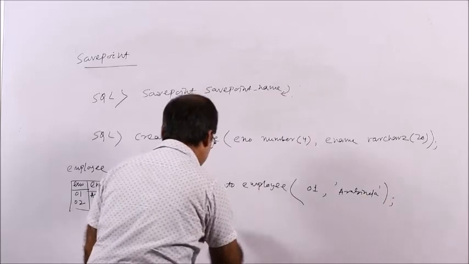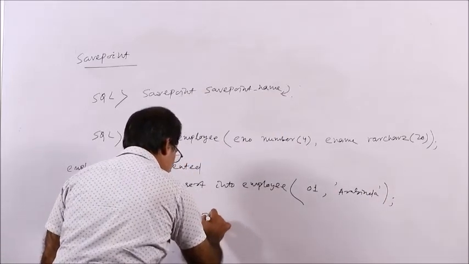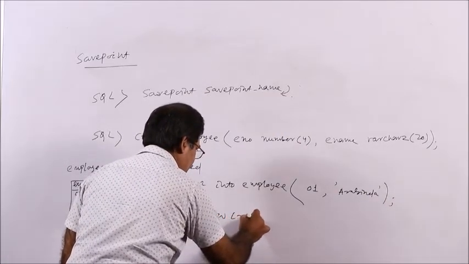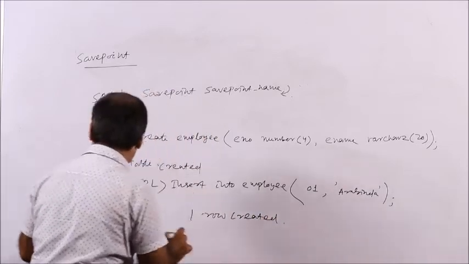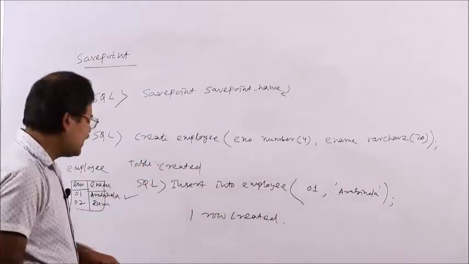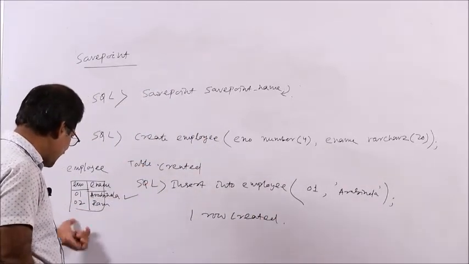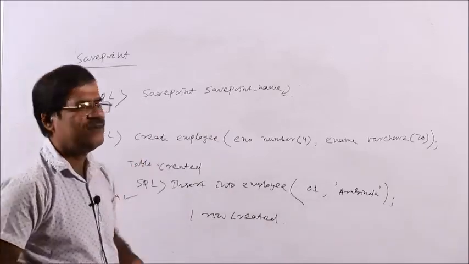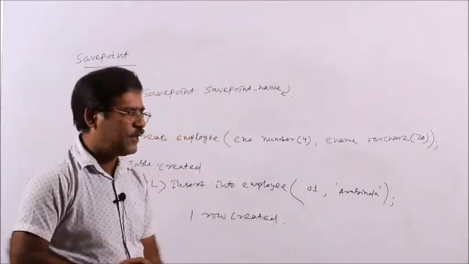What it shows is that your output will be one row created. One row created means one record is already inserted. Similarly, another record; if you want 1000 records, you insert 1000 records one after another.